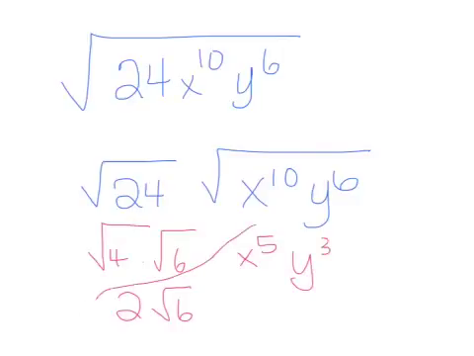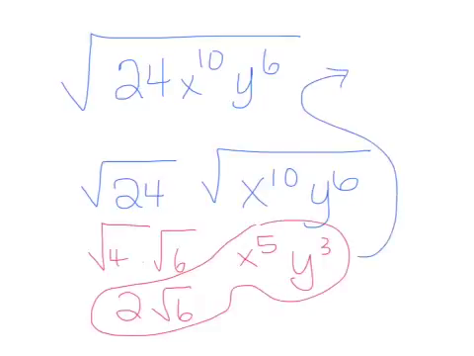Now I've got to put all of these things together. So how do I do that? My answer would be 2x to the 5th y cubed root 6. You can't take that 6 out because it's not a perfect square. So it's in its lowest form. In its lowest form, it has to be in that root.